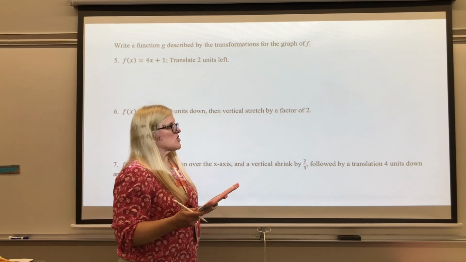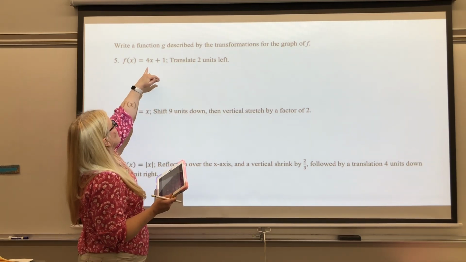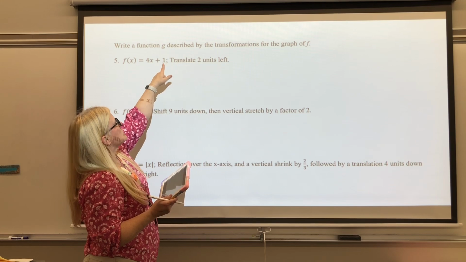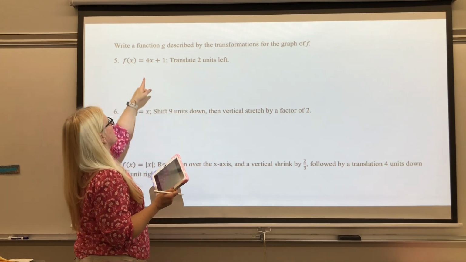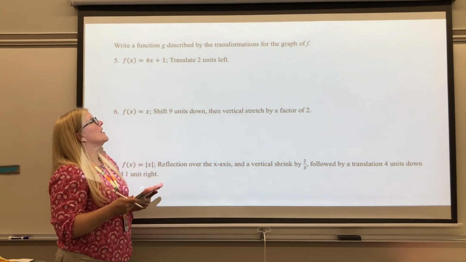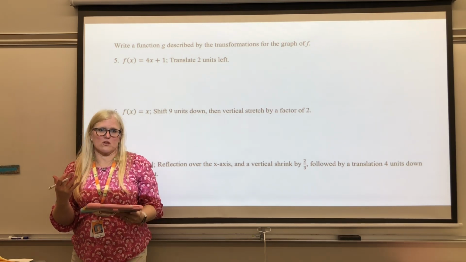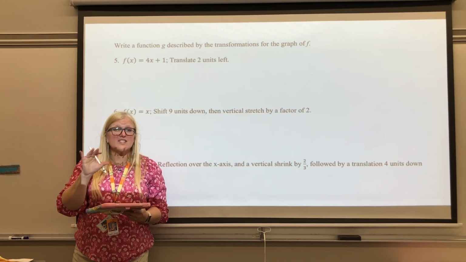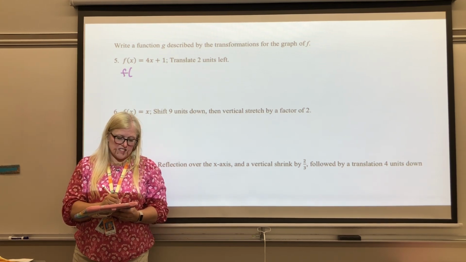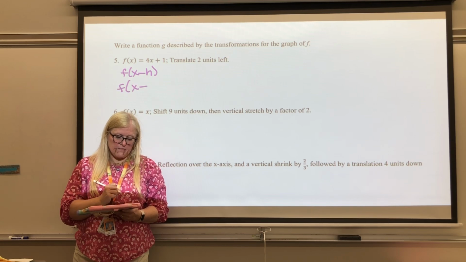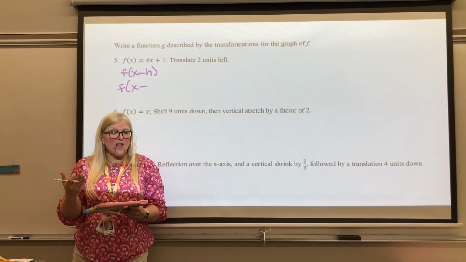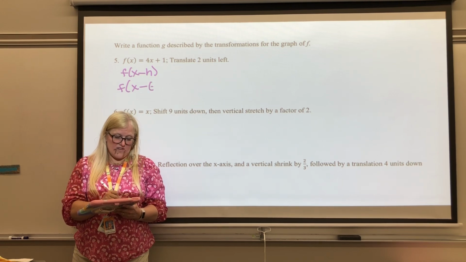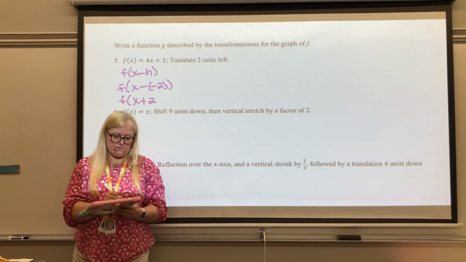Now some transformations. Okay, so we're starting with, it says write a function g described by the transformations for the graph of f. So we're starting with 4x plus 1, and we're going to translate it 2 units to the left. Well, remember that going to the left is a horizontal translation. That's f of x minus h. And going to the left, I've got x minus. Going to the left is negative. So I have a negative 2. So this is the same thing as f of x plus 2.